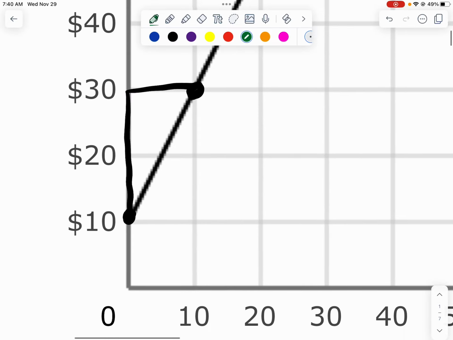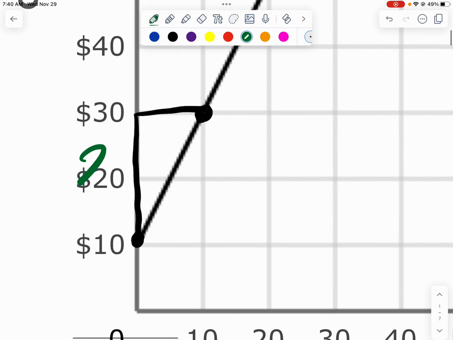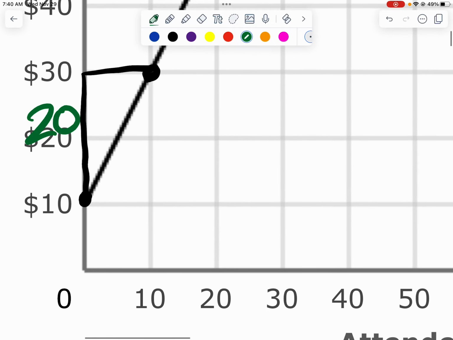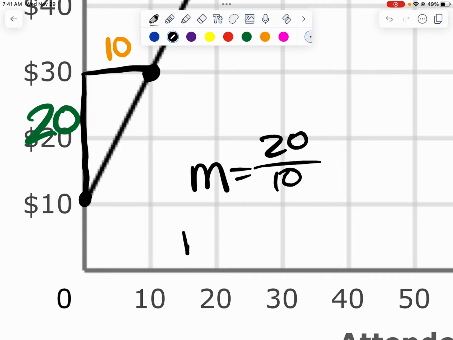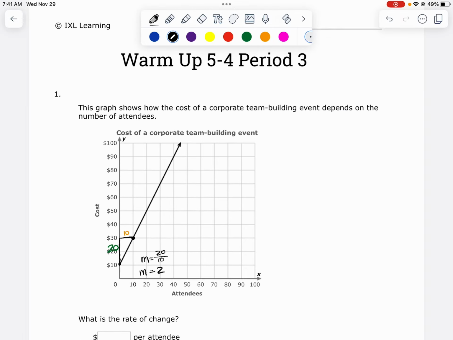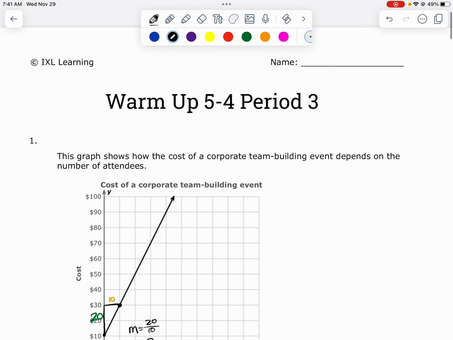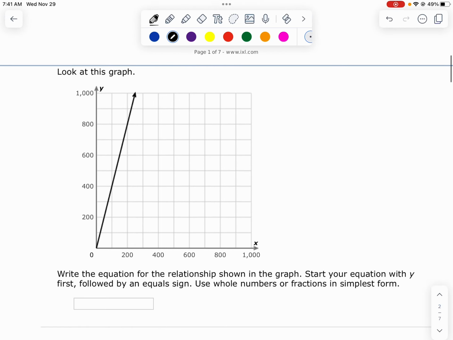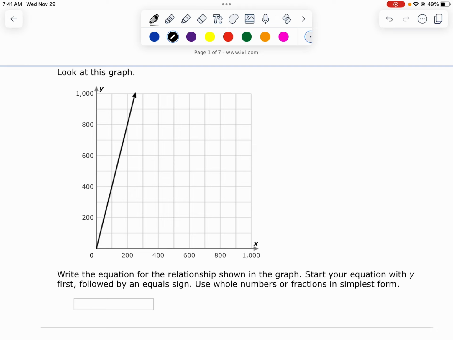Okay, goes from 10 to 30. So that goes up 20. On the bottom, this also goes up by tens, so that's 10. So my slope is 20 over 10, which means that that is 2. Okay, so now we're going to look at this graph.